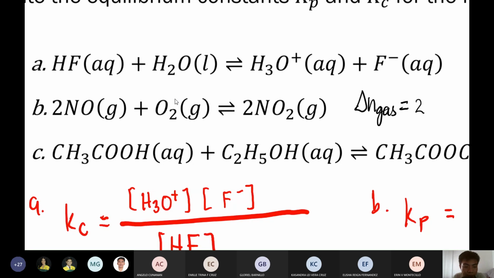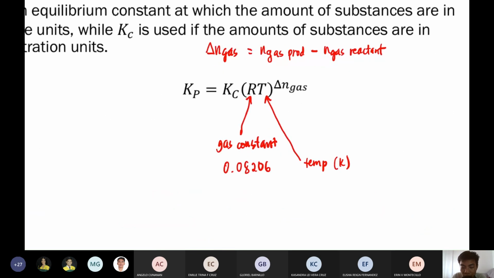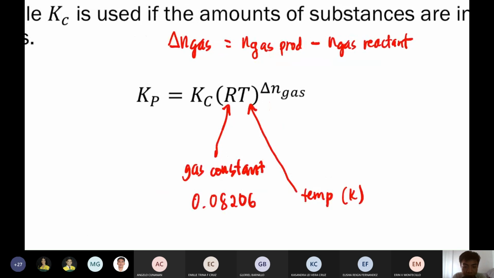How about reactants? So, for the reactant side, we have 2 moles of gas for NO and 1 mole of gas for oxygen. 2 plus 1, 3. No? So, that will be product minus reactant. 2 minus 3. So delta N gas will be negative 1. And that difference will be your exponent sa ating equation na ito. Okay? So ganun lang.